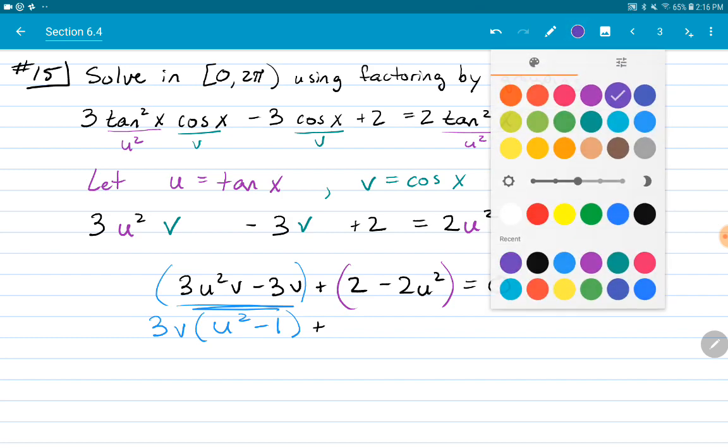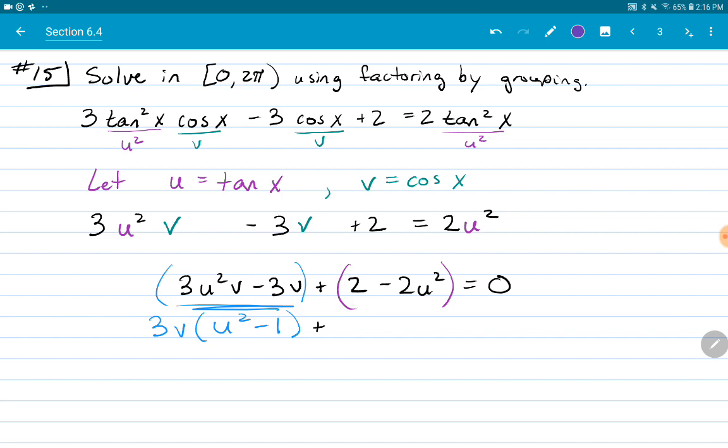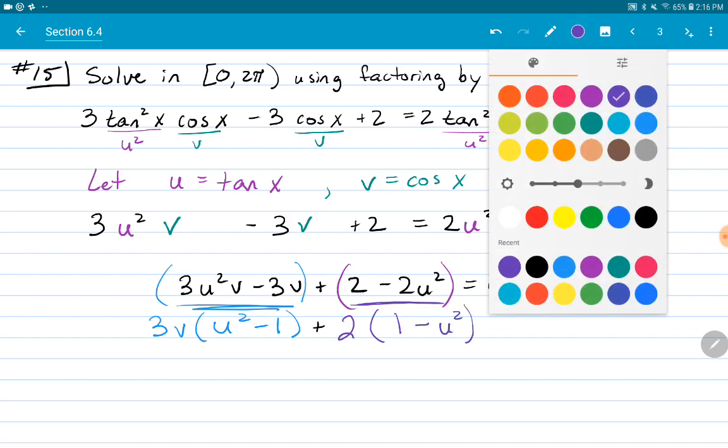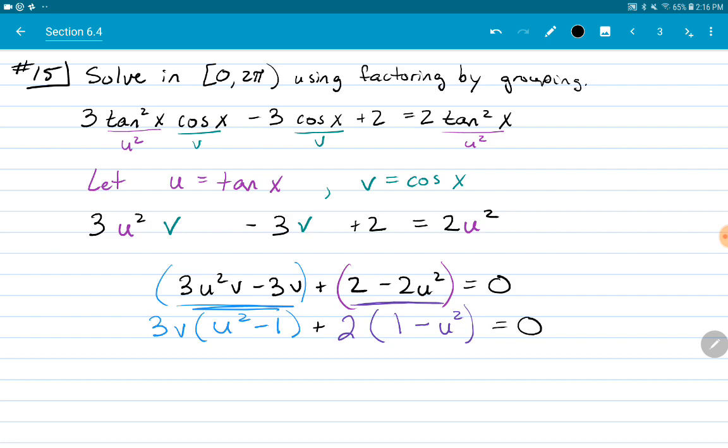Okay? And then I'll add the second group. I didn't change any values. I'm not changing it to multiplication. It's still addition. It's just regrouping, really. So I'm looking at my second group, and my GCF there, my greatest common factor, is a 2, left with a 1 minus u squared. All that still equals 0.